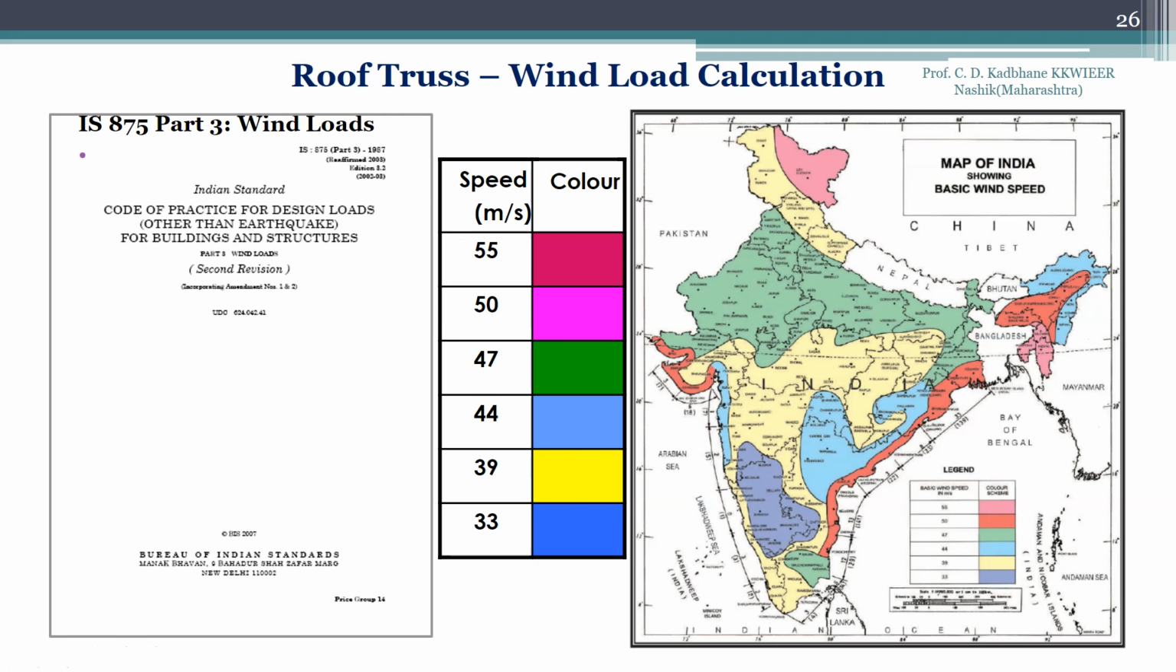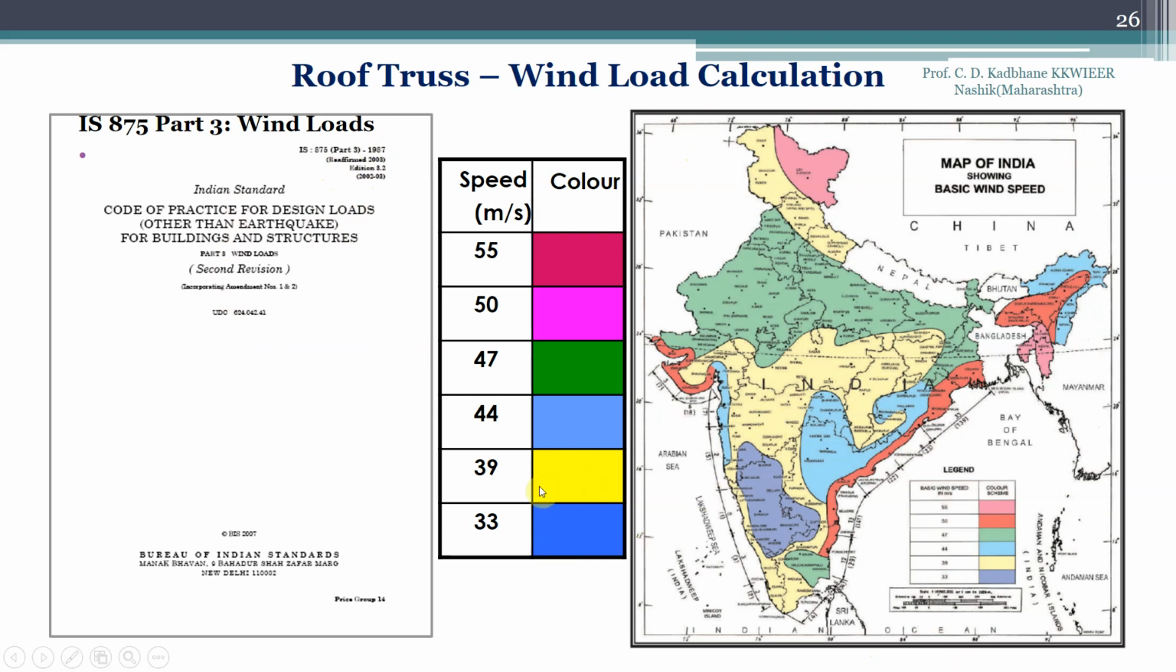Before wind load calculation, we have to study IS 875 part 3, and the latest code is 2015. Here this is a scanned face sheet or front sheet of IS code 875 part 3, 1987, and this is a map of India showing different wind speed zones in India.